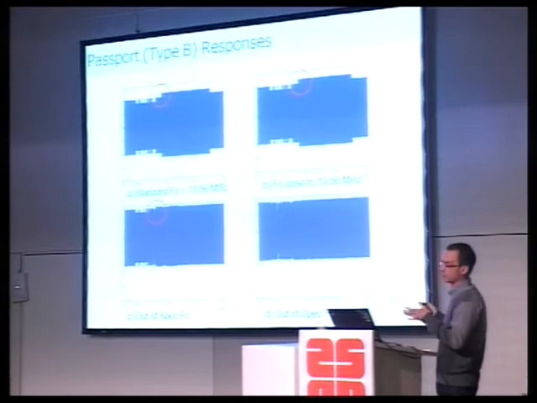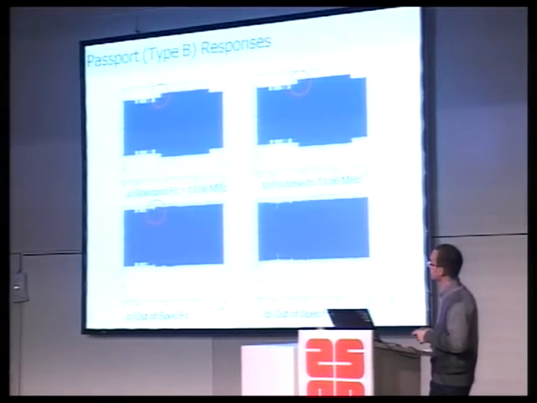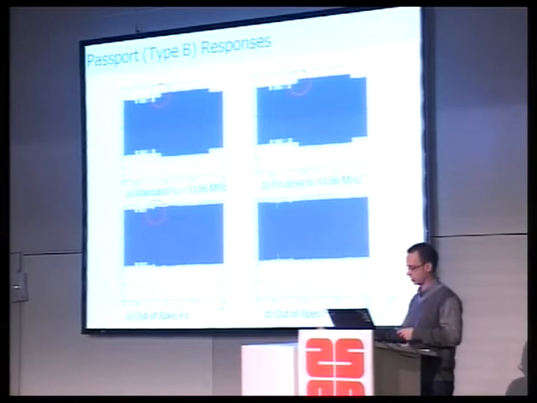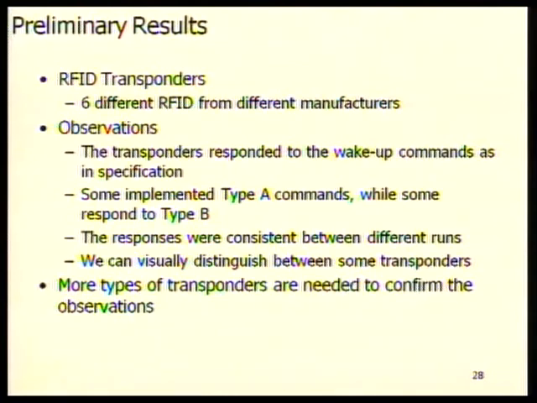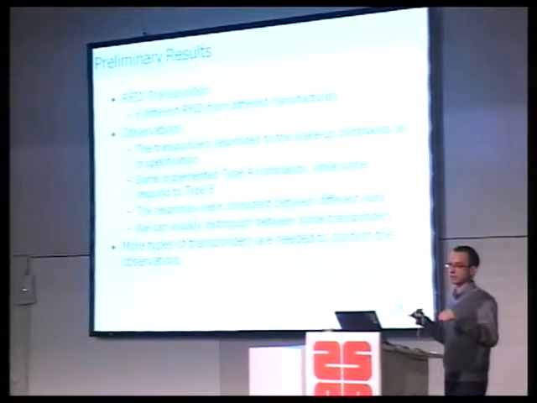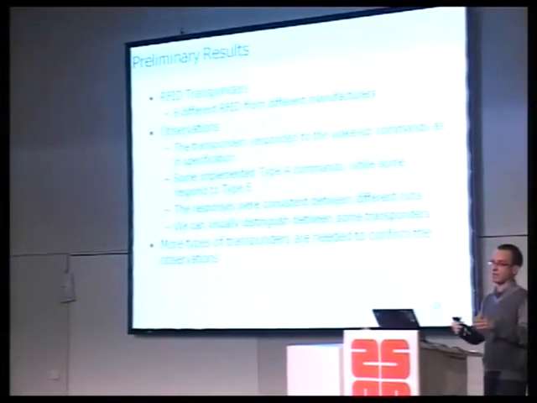So based on these observations on the different timings in the communication with the transponder, we are able to distinguish between the devices that we have. Unfortunately, we have had only 6 different RFID chips on passports. Some of them implemented type A, some implemented type B, and these timings that we observed were consistent between each different run on the same device.